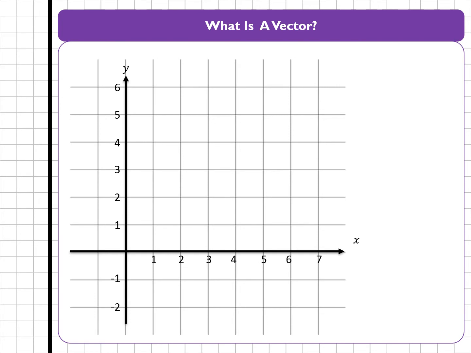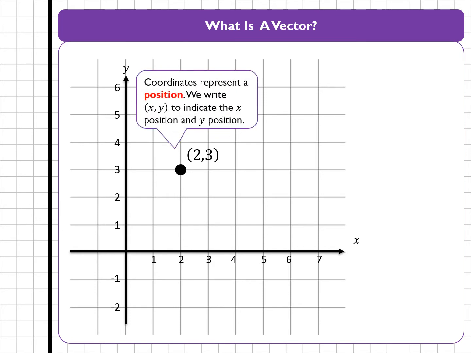Now, to begin with, we need to know what a vector is. If I consider this dot here, I know that's the coordinate (2, 3). A coordinate represents a position and it tells me exactly where I am. I write that as x and y, where x tells me how far sideways I've gone and y tells me how far up or down I have gone.